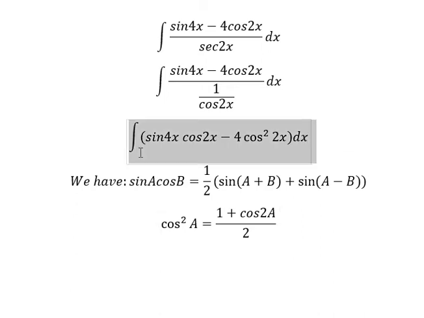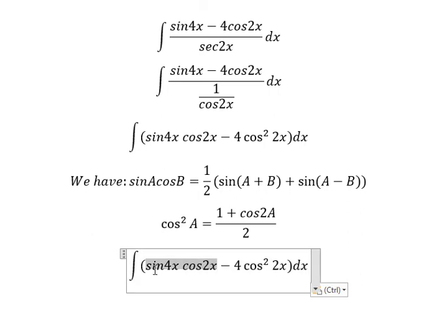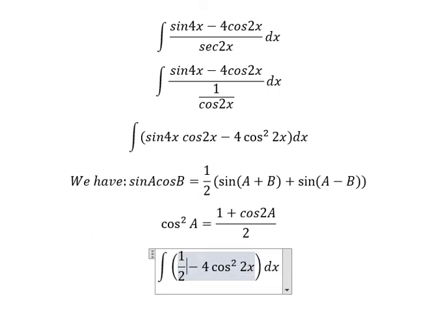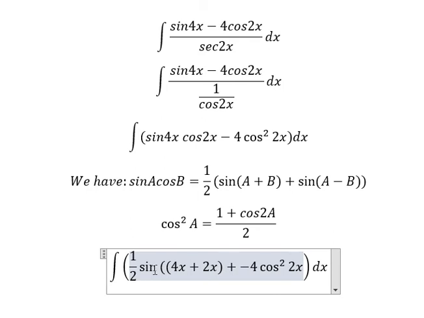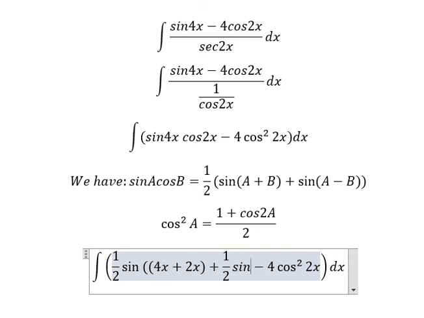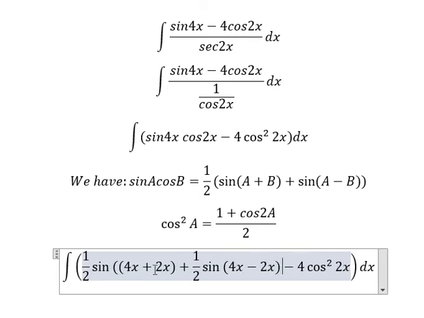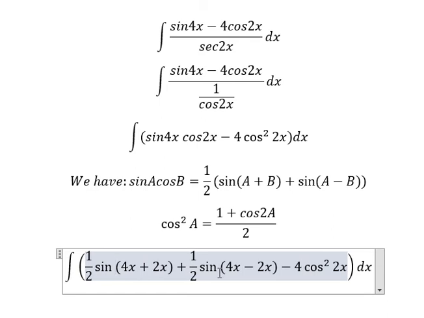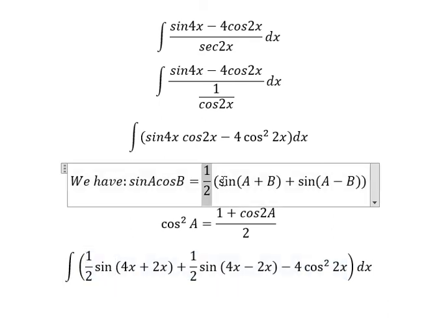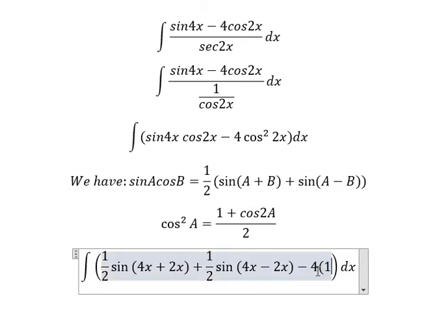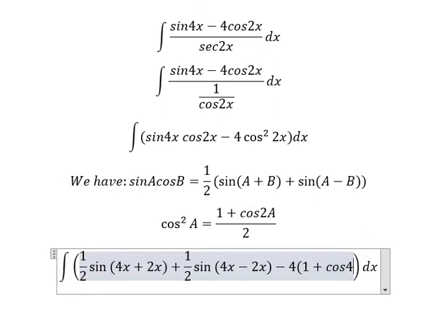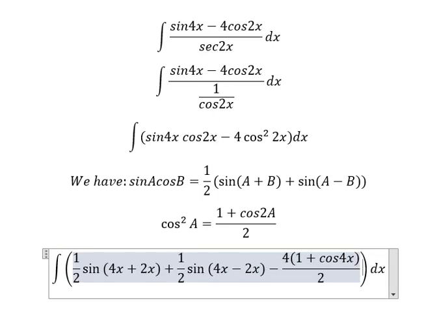And now we can apply the formula in here. This one, we have 1 over 2 sine of 4x plus 2x, and we have 1 over 2 sine of 4x minus 2x. Because 1 over 2 multiplied by this one and this one, that is about 1 plus cosine 4x over 2.